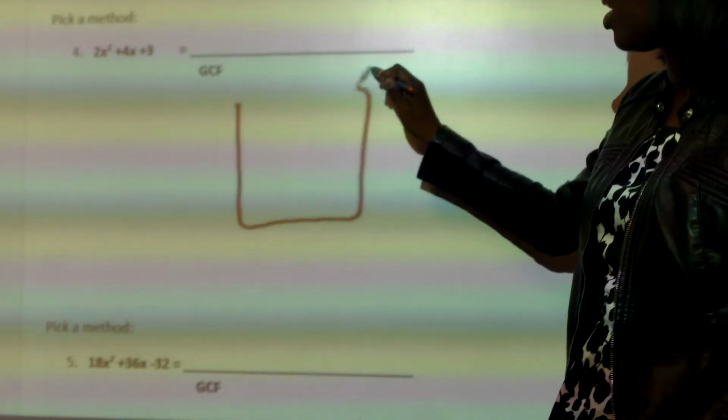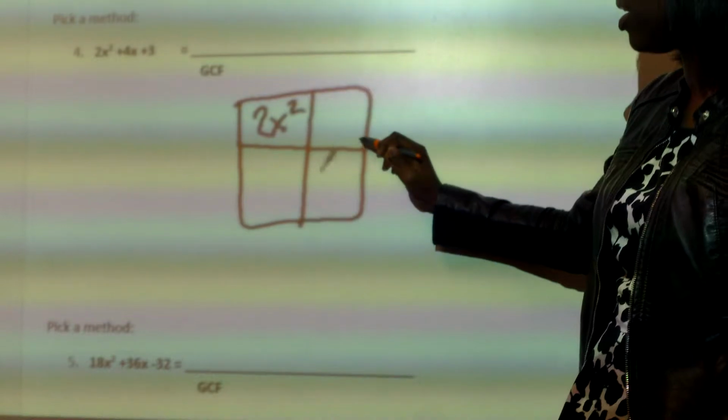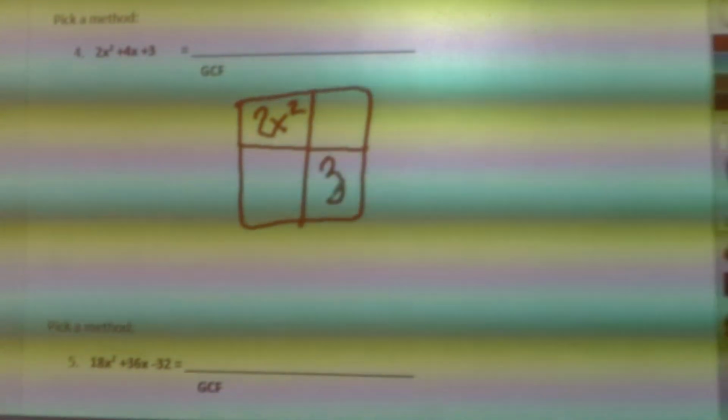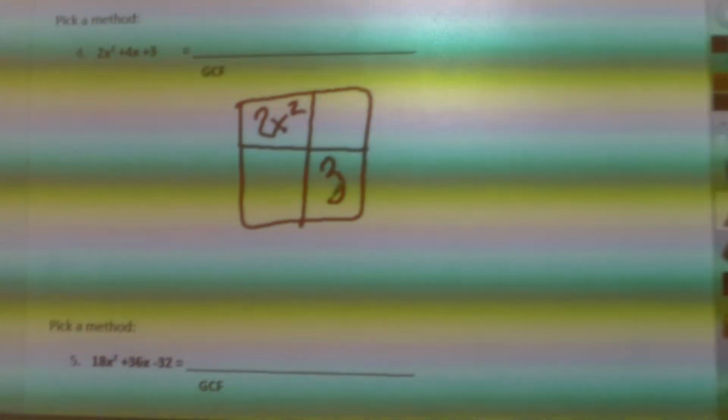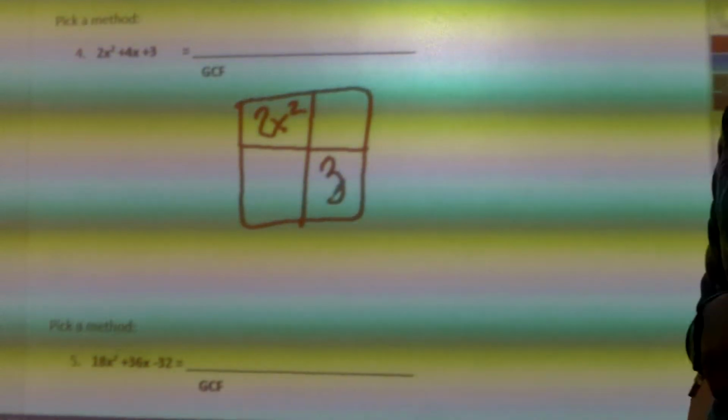Let's look at number 4. We draw a window pane. We have our first term and our last term. Did you figure it out? Here, shouldn't it be 3x plus 1 times x minus 4? Because.